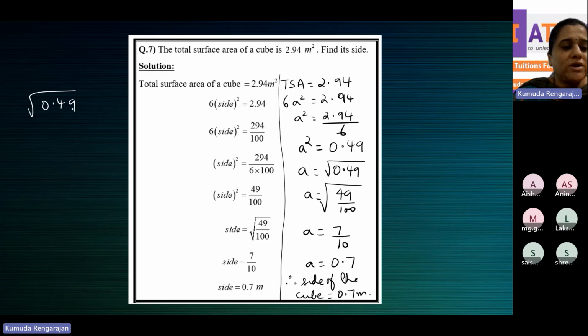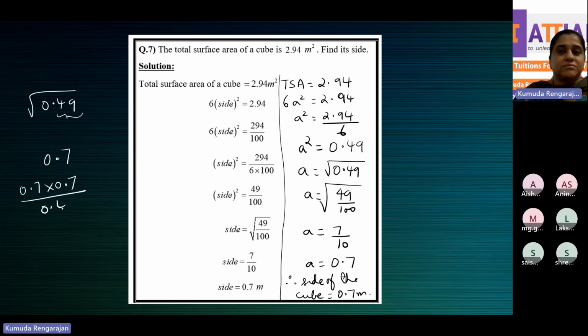See, you don't even have to convert 0.49 to a fraction. What is the square root of 49? 7. And if the square number has 2 decimal places, its square root will have only 1 decimal place, half the number of decimal places. Here after the decimal point there are 2 digits, so in the square root after the decimal point there should be only 1 digit. So 0.7. You multiply 0.7 and 0.7, you will get 0.49.